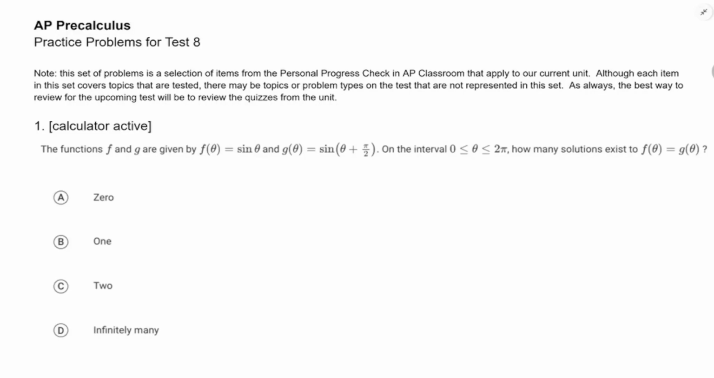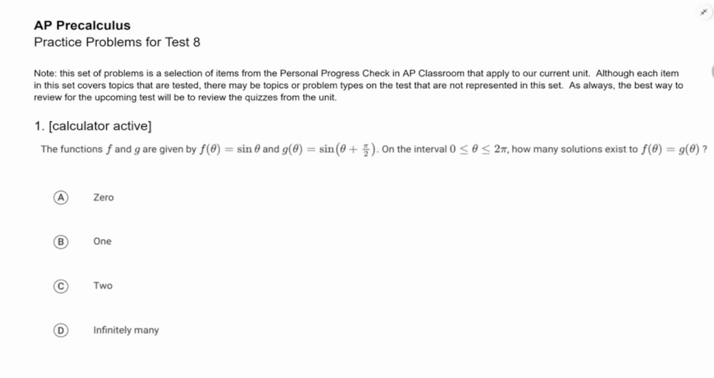In this video, I'm going to be working practice problems for test 8 for AP Pre-Cal, which is going to be all about solving trig equations. And this first one says we can use a calculator, but I don't think we're going to need to, and I think we can solve this without one and use the tools that we've been working on lately.